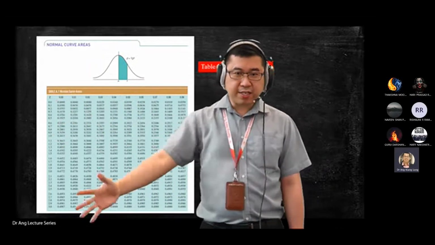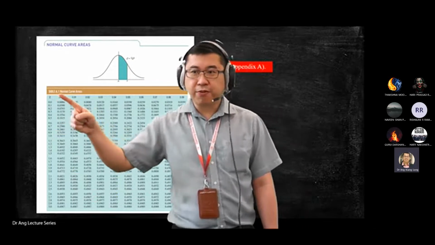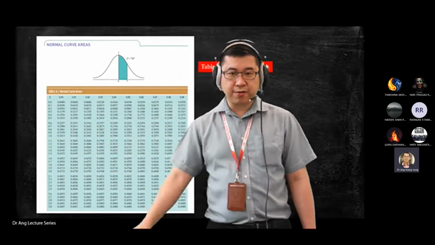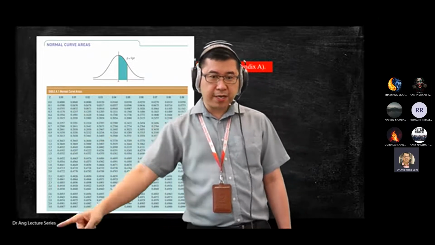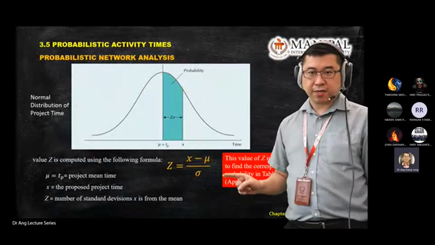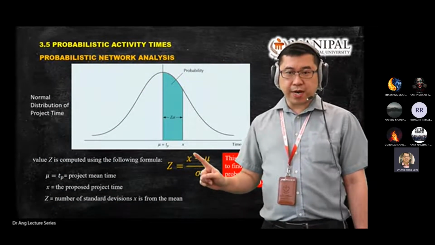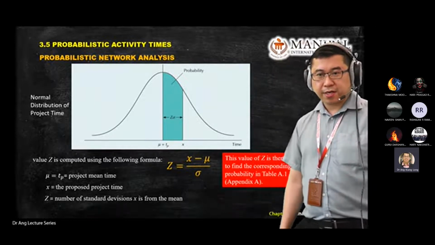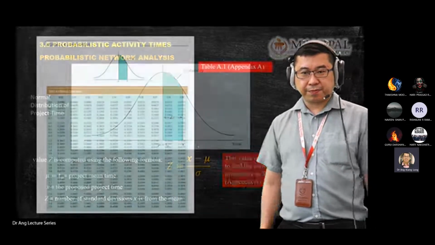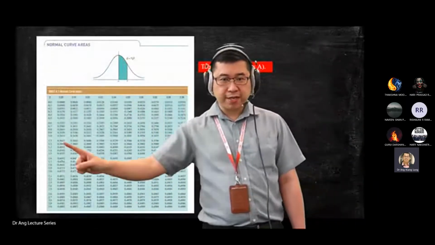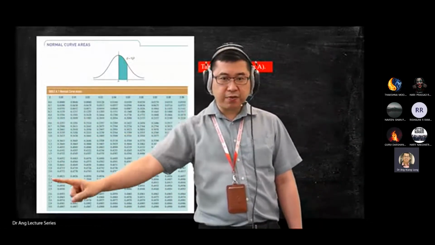So what does this table tell you? You will start from the Z value that you calculate with the equation just now. First column here, the Z value you calculate using this equation: Z equals X minus mu divided by variance. Once you calculate your Z, go back to this table. You have the Z value over here.